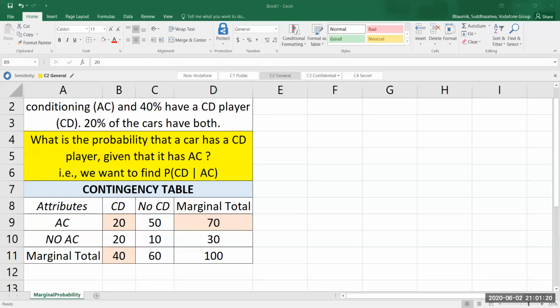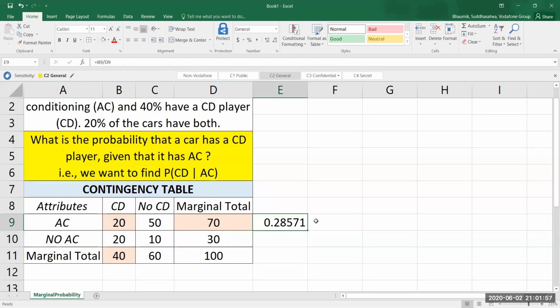Now this is the general way of trying to find it out. How did I do that? Because I have simply calculated that. Maybe this was a very simple question where I already had the values of 20 and 70 and 40, and hence I could simply divide 20 by 70. I would have got the results. So there was practically no need here to fill up the rest of the cells, because 20, 70 and 40 were already given to me. But creating this table is going to solve a lot of other problems. So my problem statement of P, or probability of CD given AC, is solved by this 20 divided by 70. So this is the probability.